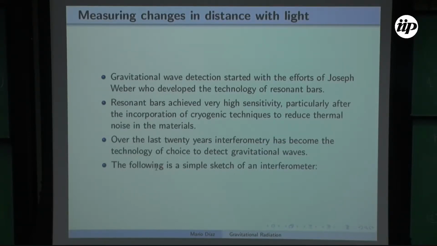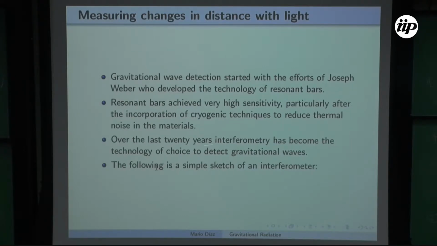Now, in terms of detecting gravitational waves, so measuring changes in distance with light, we all know that the first efforts started with Joseph Weber, and he worked with resonant bars. And when I finish this part, I'm planning to go over the history of gravitational wave astronomy over the last 60 years, but briefly.